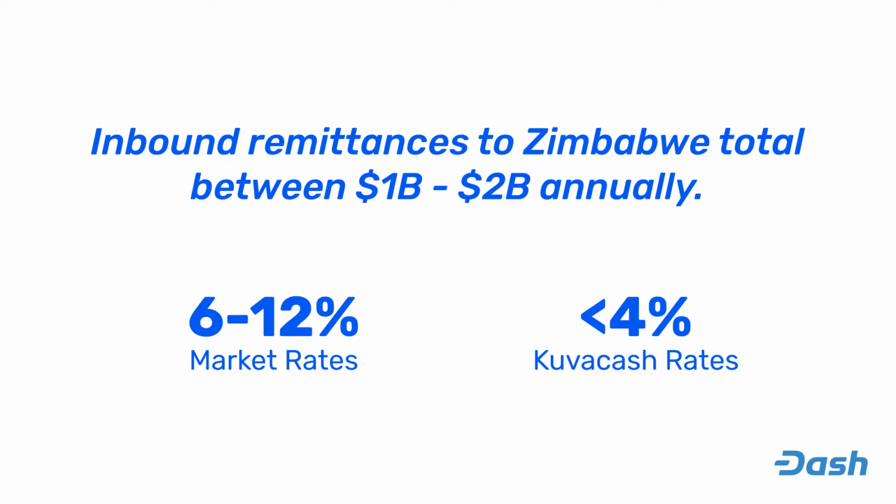To give a sense of the magnitude of this opportunity, consider this. By capturing even 2% of this remittance market, we will direct up to $20 million of funds annually into the KuvaCash Dash ecosystem in Zimbabwe. Now let's have a look at how it works.